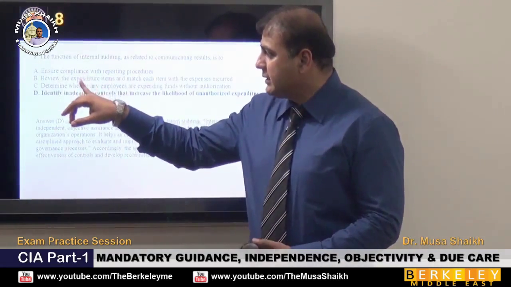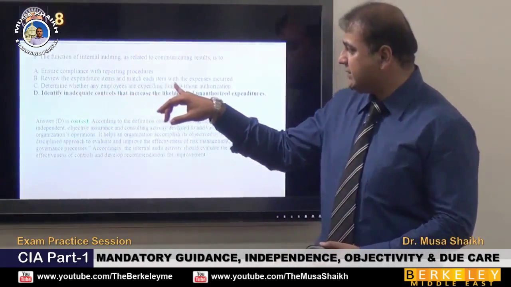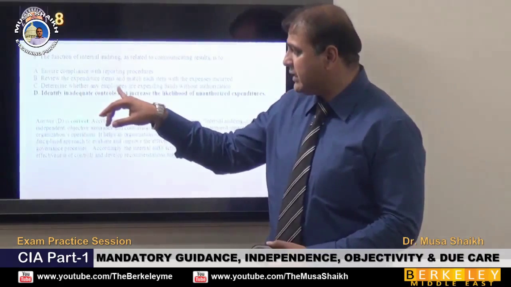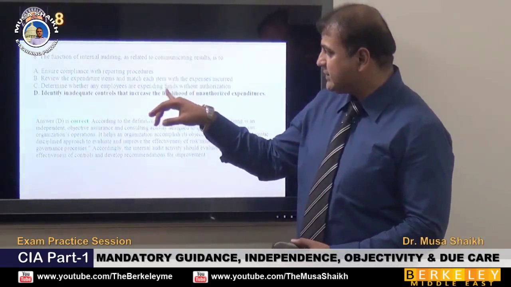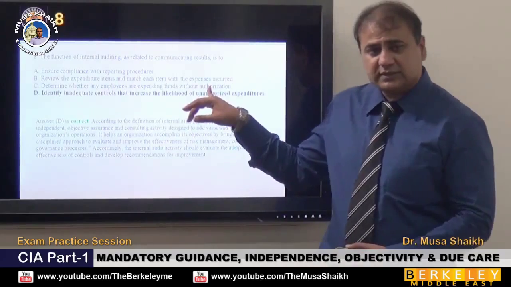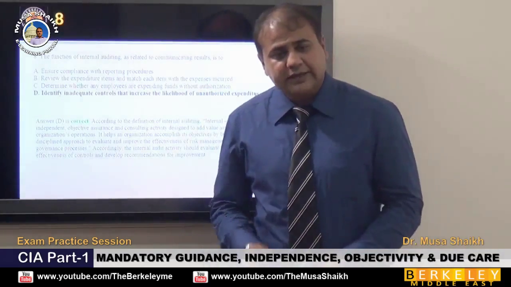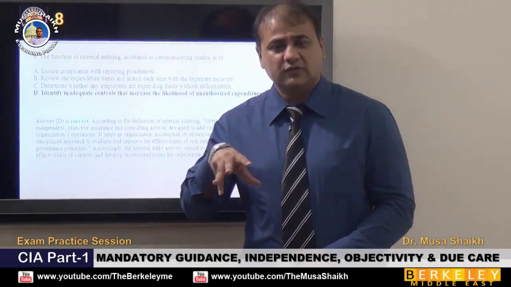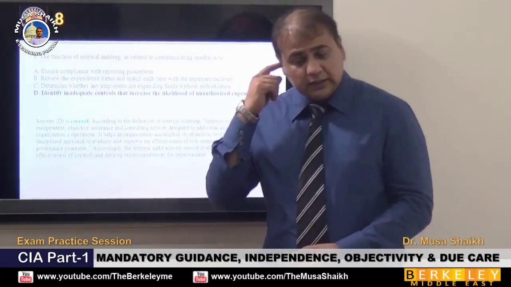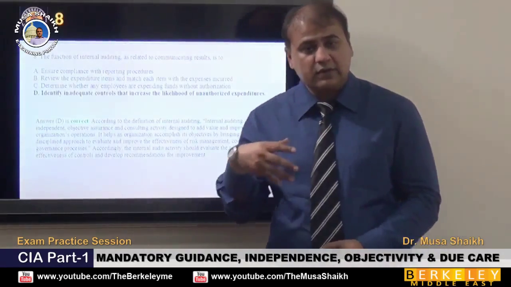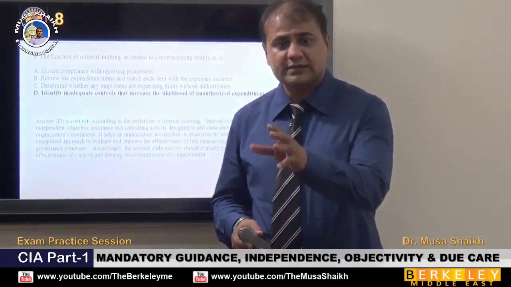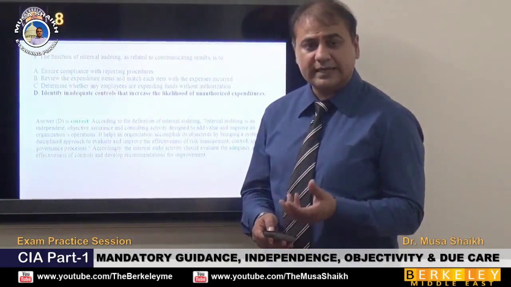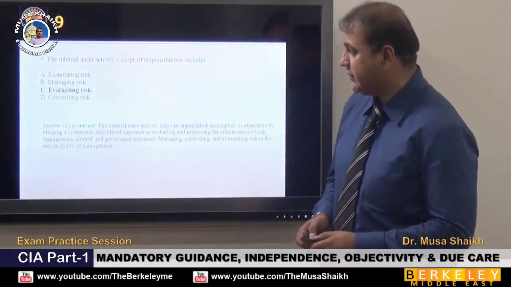Ensure compliance, review the expenditure item and match each item with expense incurred. This is reconciliation. Determine whether any employee is expending funds without authorization. This is authorization loophole. But internal auditor is more concerned about inadequacy of the workflow. He is concerned, but he is not much concerned about authorization and other things. Who authorized? This is the management part.